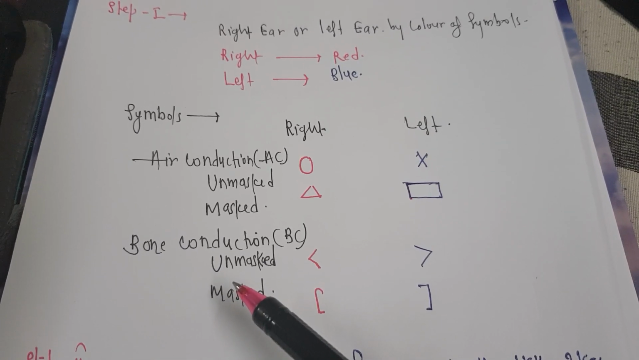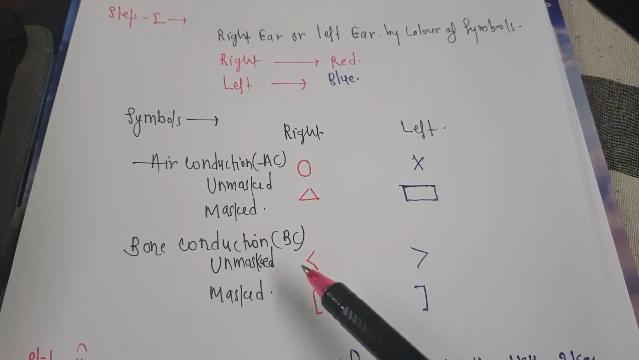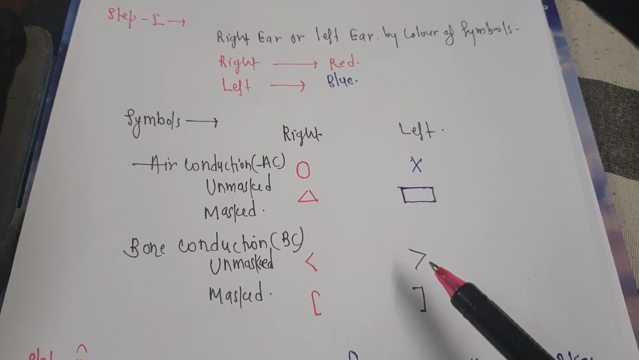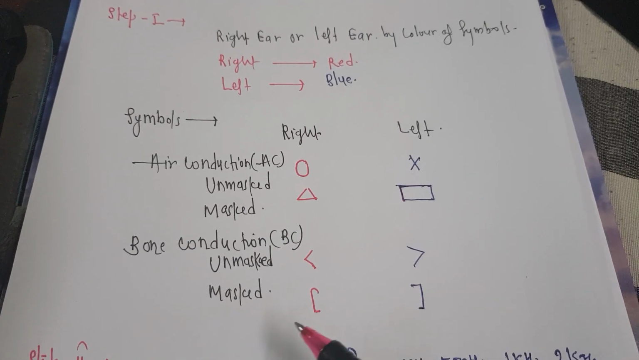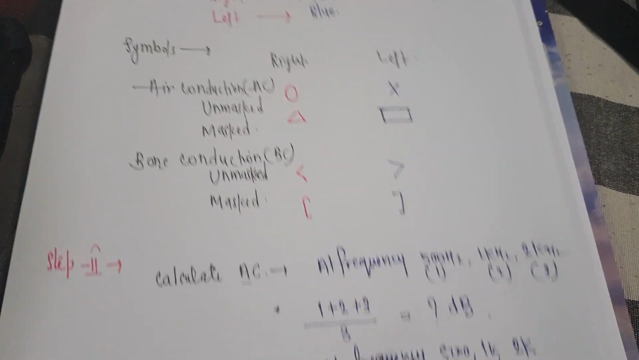Similarly, for bone conduction, if the ear is unmasked, the symbol is less than for the right ear and more than for the left ear. If masking is done, we use the square bracket.